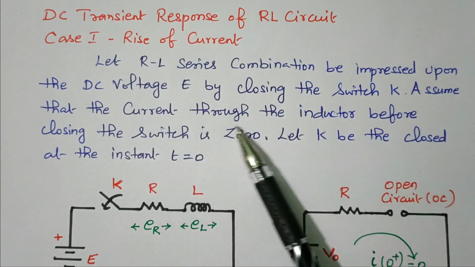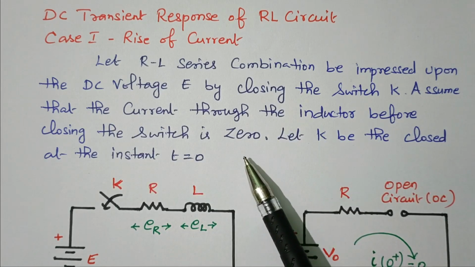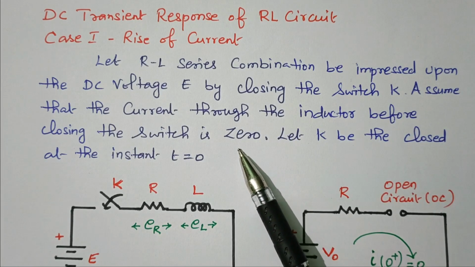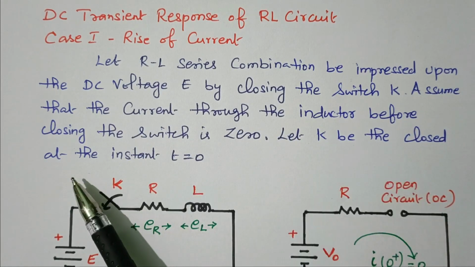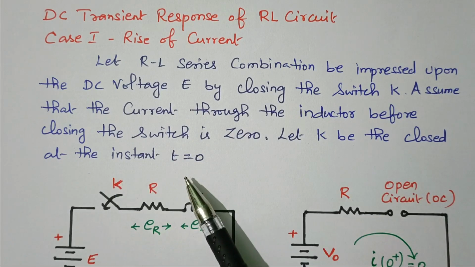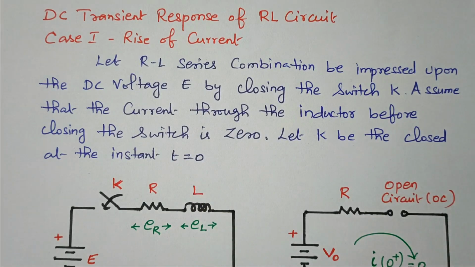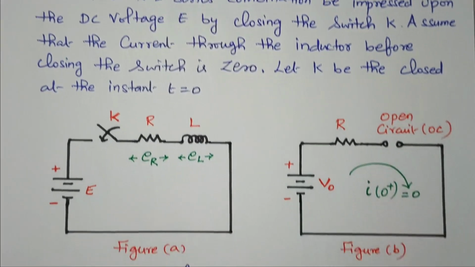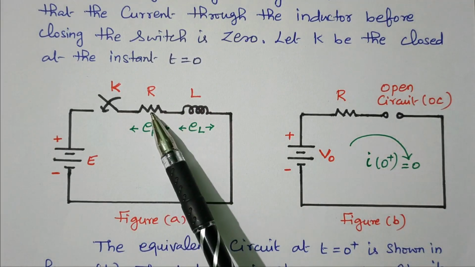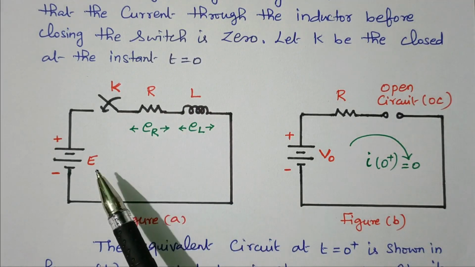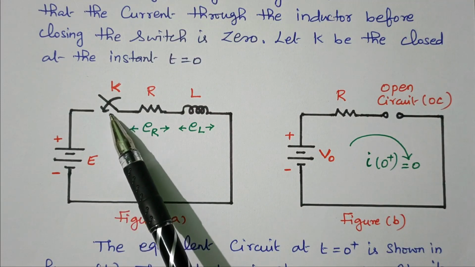Assume that current through the inductor before closing the switch is 0. So before closing the switch there is no flow of current. Let K be closed at the instant t equal to 0. Switch is closed at t equal to 0. Now consider this circuit diagram. So this is the RL series circuit. R and L is connected in series, energized by the DC source and controlled by the switch K.